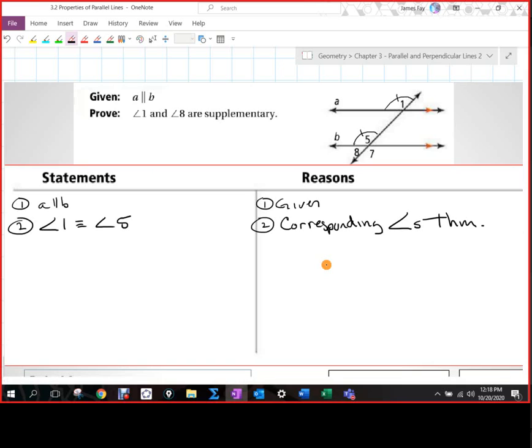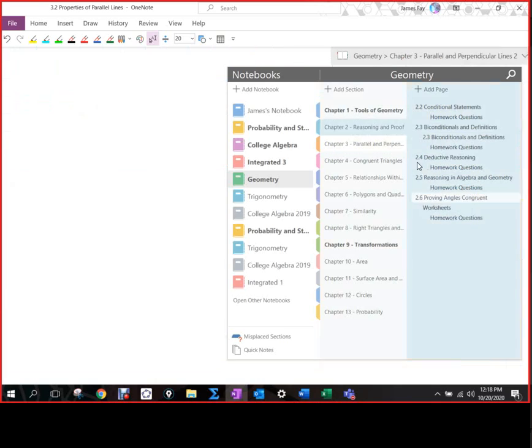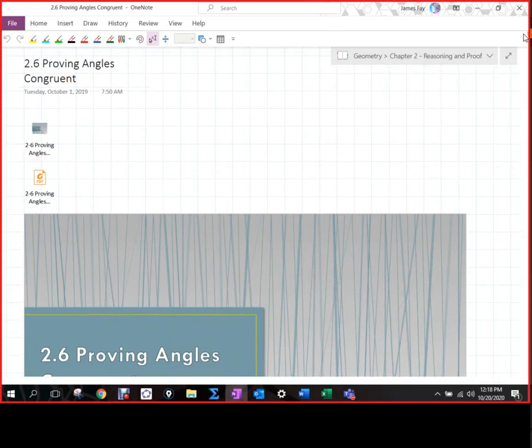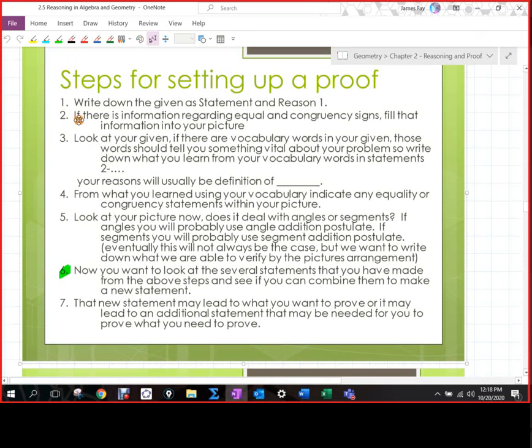Okay? So that's the idea that if we go back to that handout in chapter 2, section 6, if we were to come to, I guess it's 2.5 to start in. These steps here, those 7 steps, first one says write down the given, we did that. If there's information regarding equal and congruency signs, fill that in. We didn't have any of that right off the bat, so we skipped that step.